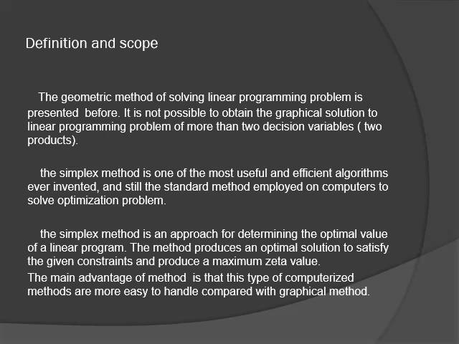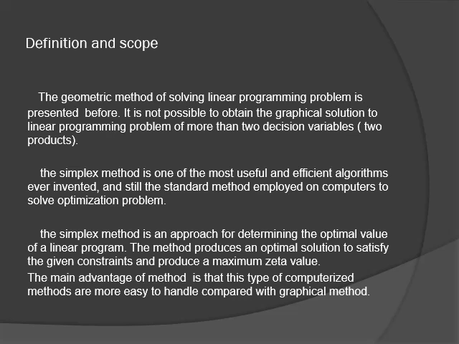Otherwise, in case of more than two decision variables, the suitable method is known as the simplex method. It's one of the most useful and efficient algorithms ever invented, and still the standard method employed on computers to solve optimization problems.